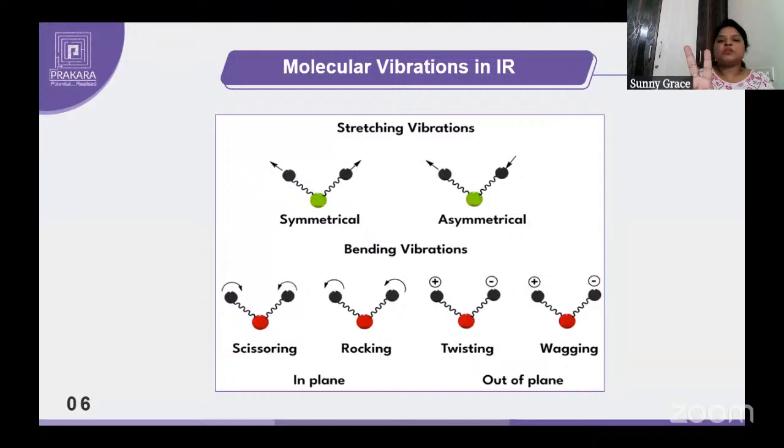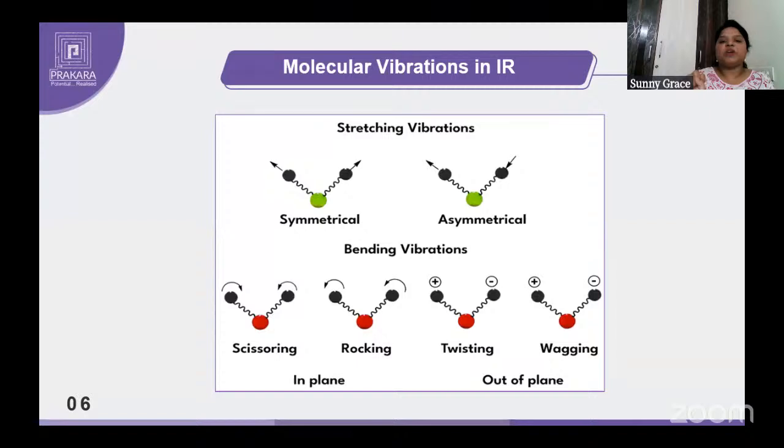In the symmetrical stretching, the two atoms which are connected to the central atom will either move closer or move away from the central atom. So there will be a change in the bond length, but not in the bond angle, like this. So this is called symmetrical stretching. When you say asymmetrical stretching, to the central atom, one will be coming closer and one will be moving away, without a change in the bond angle. Then it is called asymmetrical stretching. So these are the two types of stretching vibrations.